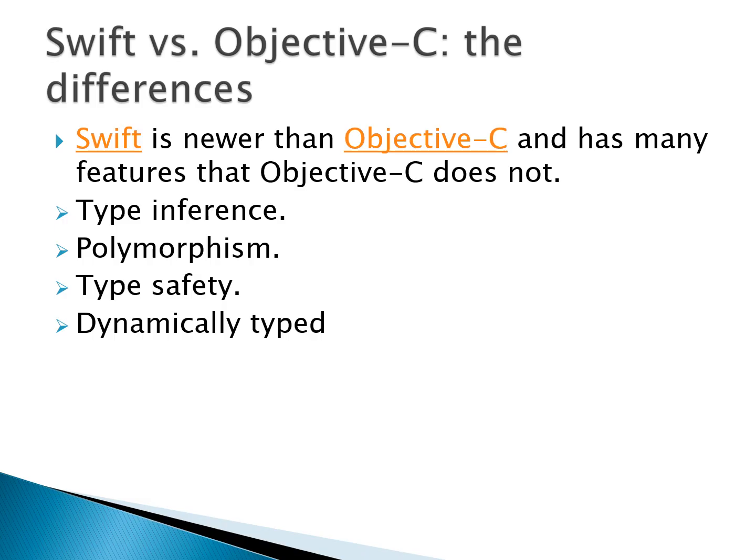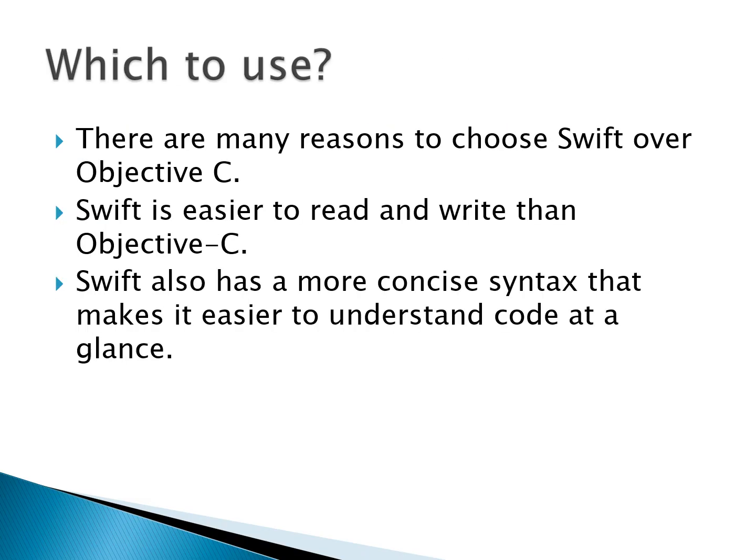Because Swift is newer compared to Objective-C. Swift has many features compared to Objective-C. Objective-C supports only a few features. Swift contains type inference, polymorphism, type safety, and dynamic typing. So Swift is better than Objective-C for iOS app development.